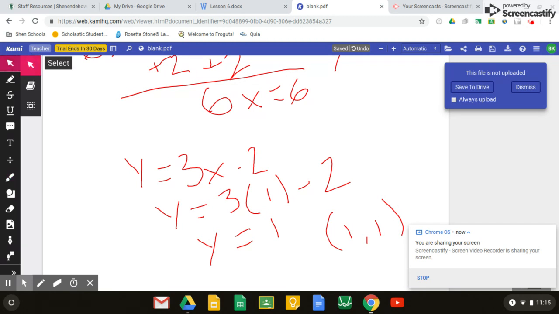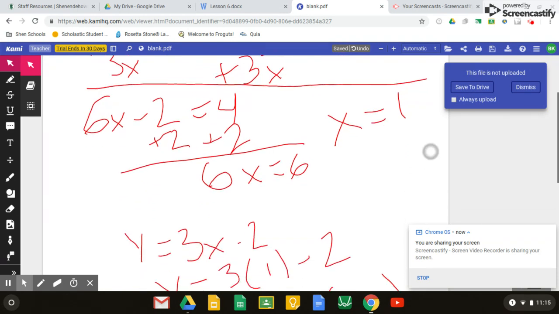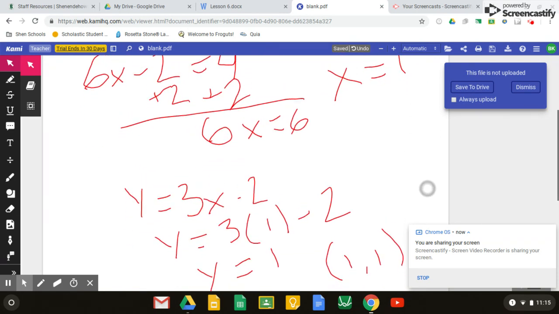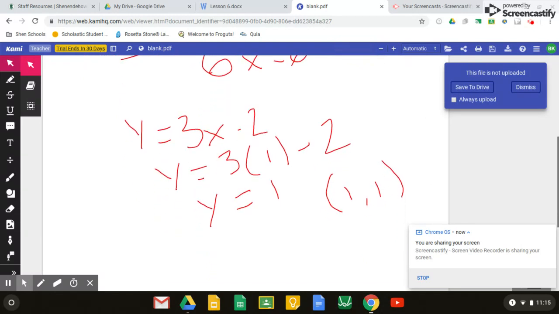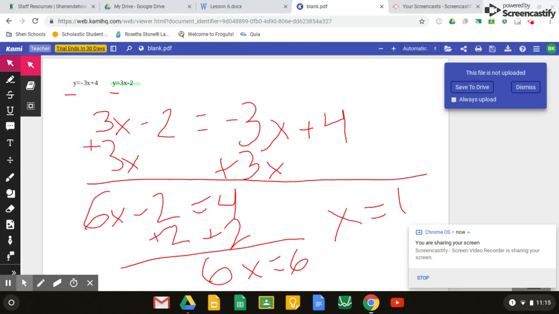So to review it, in case you want to see it again, I got both of them there, both equal to y. So I set them equal to each other. Add 3x to both sides. Add 2 to both sides. Divide by 6. Get x is 1. I pick either equation and substitute 1 in for the x and solve and get y equals 1. Now you can check this by substituting 1, 1 into our other equation, y equals negative 3x plus 4. But I'm not going to make you do that.